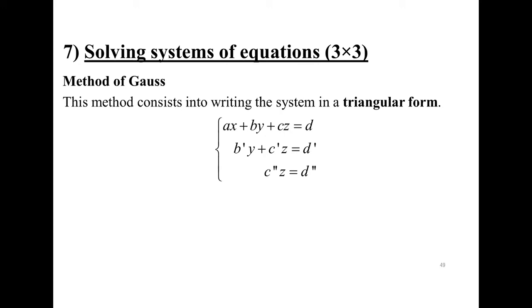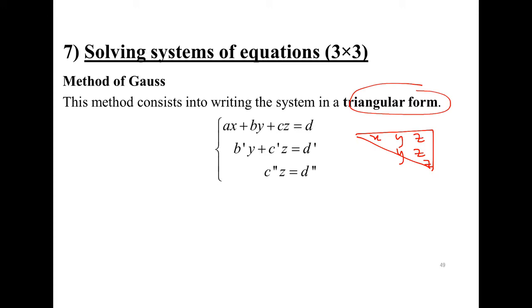Now if we move on to the third method, which is called the method of Gauss. This method consists of writing the system in triangular form. What does triangular form mean? Writing the system in triangular form means that the first equation must include 3 variables. The second equation must be changed into containing 2 variables, and the last equation must be changed into containing 1 variable.